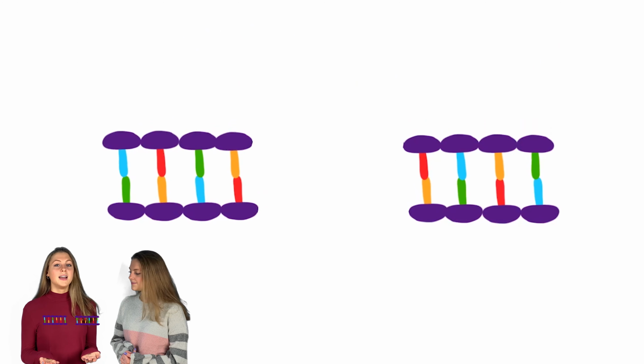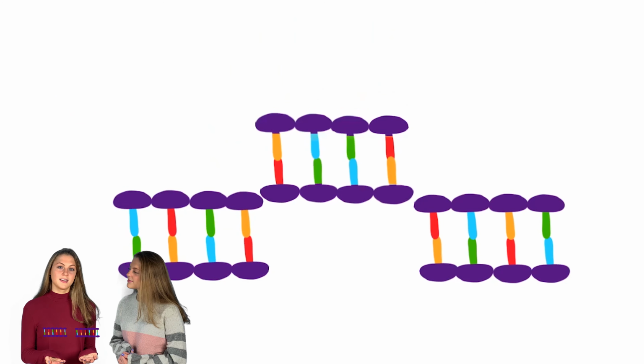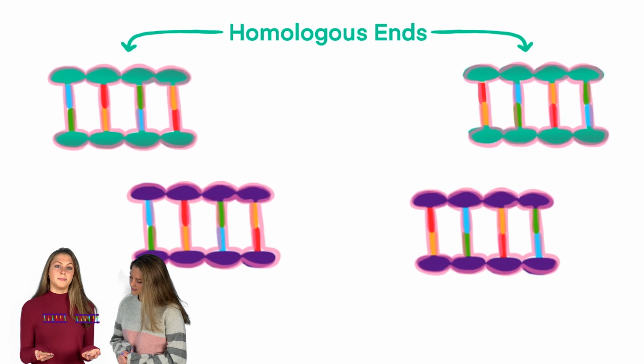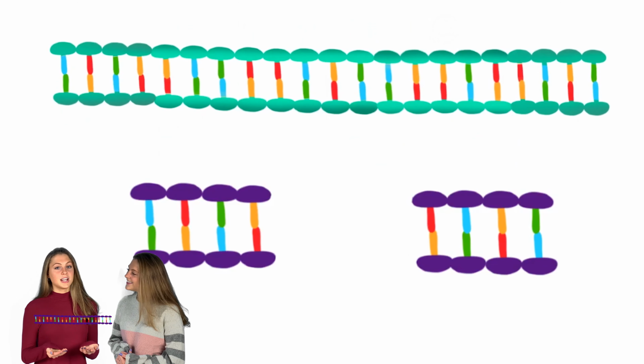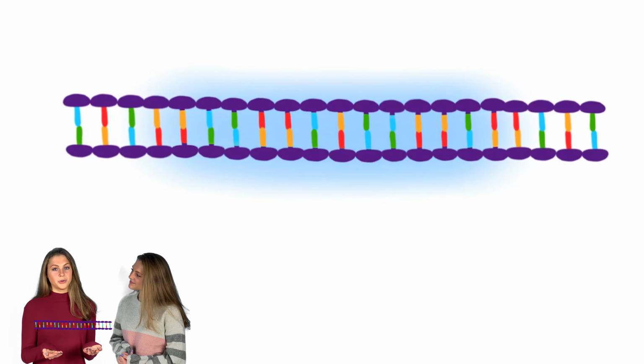In the other repair, cells use a homologous piece of DNA as a repair template to fix the break. Scientists can therefore introduce a piece of DNA that is homologous on both ends but edited in the middle. This new DNA, which can have base pairs rearranged, is inserted into the original DNA like a Trojan horse.